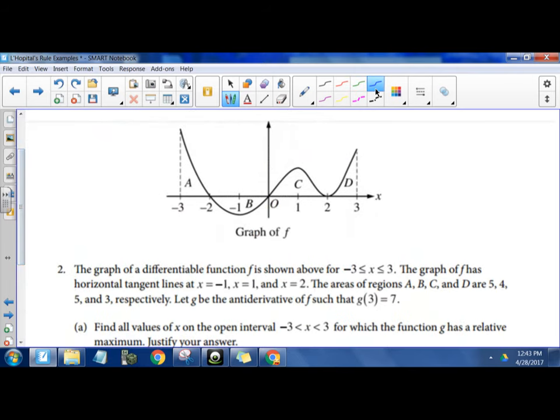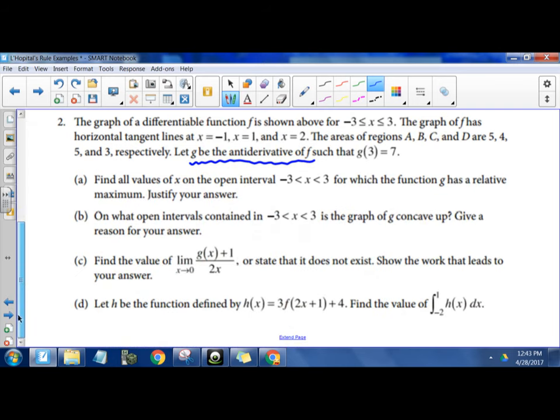This is f, okay? The graph here shown is f, and it says the graph of f has horizontal tangents at -1, 1, and 2, and g is the antiderivative of f. Very important fact. So g is the antiderivative of f. So essentially, if we think about g as the original, f is the derivative. The graph that we are looking at is the derivative of the original function in this problem. Okay? Well, here we go.